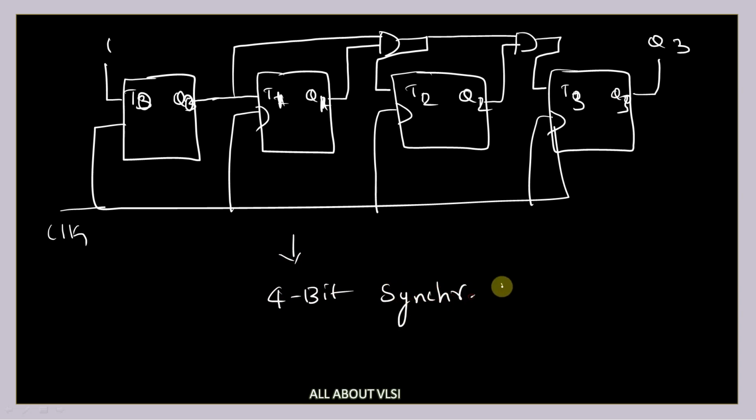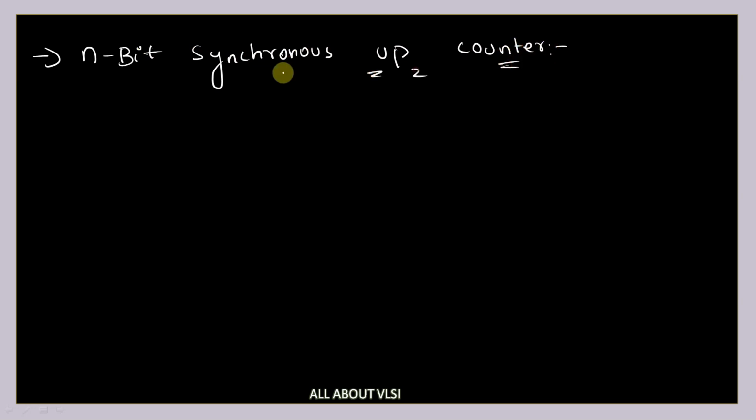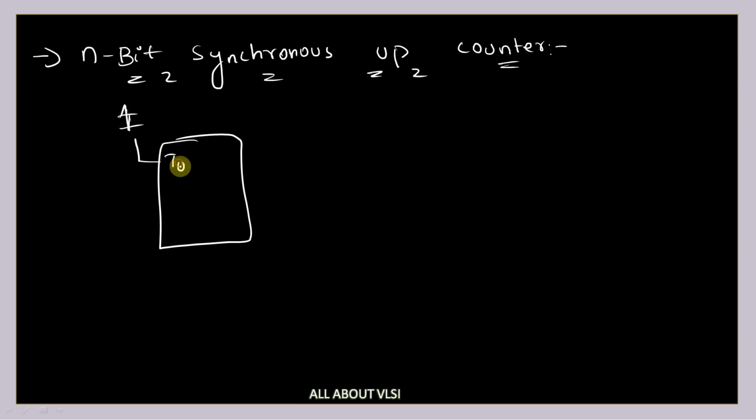And if I want to design my n-bit synchronous up counter, how do I design it? The design process is simple. Let's see. This is my LSB flip-flop. This is my T. This is my 1, the input is 1. This is T0 and this is Q0.